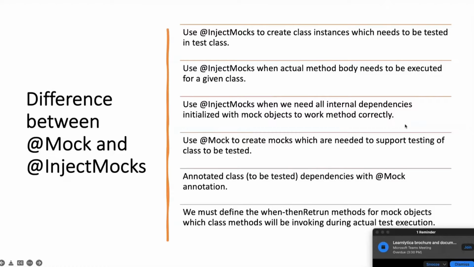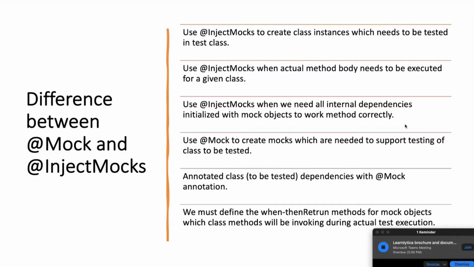So what is the scenario when you will be using @InjectMocks? Whenever you need to create a class instance which needs to be tested in the test class, we will use @InjectMocks, and it is called code under test or system under test. You can use @InjectMocks when the method body needs to be executed for a given class. You can use it when we need all or a few internal dependencies initialized. You will be using @Mock to create objects that are needed in your system under test.